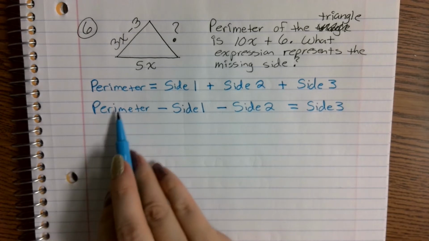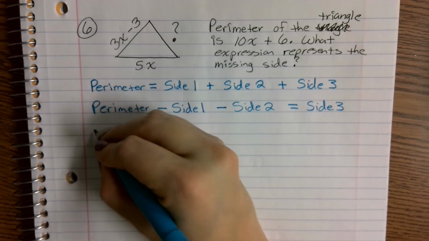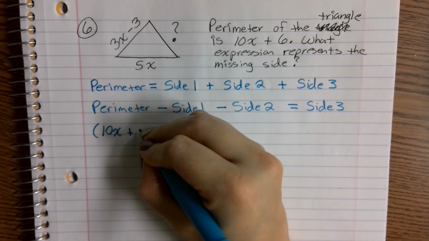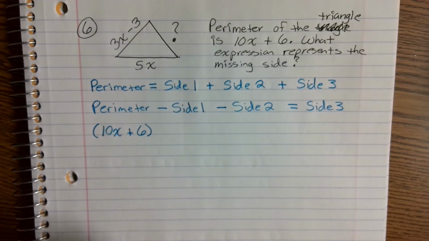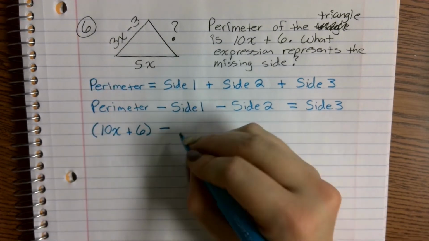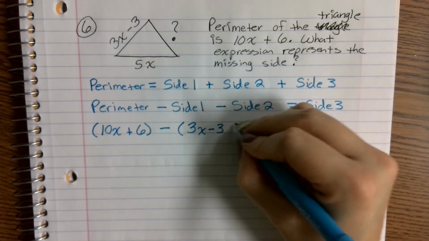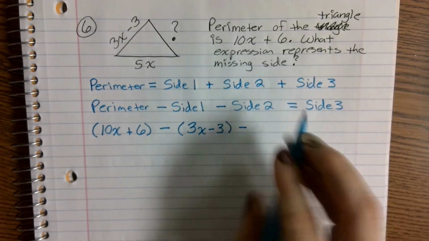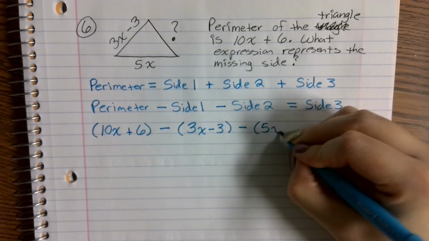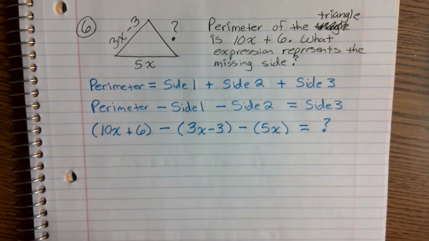What was the perimeter again? 10x plus 6. So I'm going to write in my parentheses, 10x plus 6. Then I'm going to subtract one of the sides. Does it matter which side? No. So I'm going to subtract 3x minus 3. Then I'm going to subtract my second side, which is 5x. And that should equal my question mark, my third side that's missing.